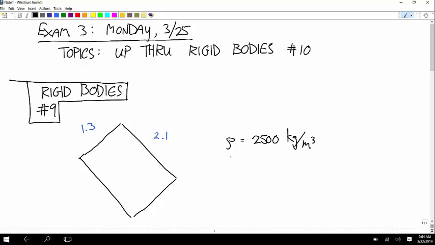That's rho. Because we have finite letters in the universe, rho has to stand for a few things, but density is one of them that it always stands for. The thickness into the page is 0.1 meters. And this angle is 40 degrees from the vertical. Actually, this isn't drawn quite right, but this angle is 40 degrees.